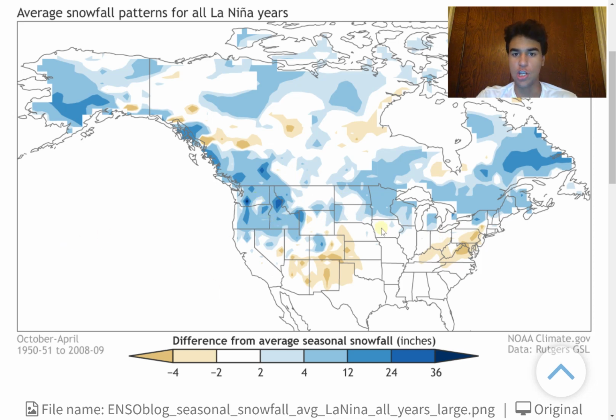where we typically see a Pacific jet stream move through, bringing a lot of troughs to the Pacific Northwest, which brings a lot more snow than average and snowstorms in general. And this includes northern portions of the Midwest as well as the northern portion of the Northeast. So that's something to keep in mind.